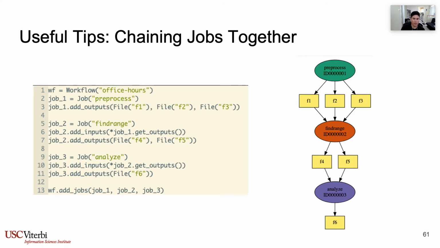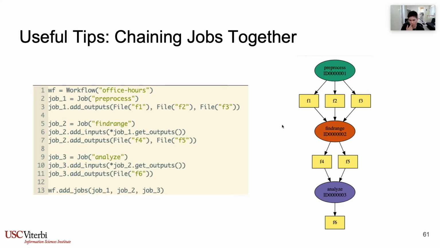Now the next thing is how do you chain jobs together? So let's say you have a workflow, as we do on the right here, where we have a job that creates some outputs followed by another job which uses as inputs all of the outputs of the previous job, and so on and so forth.